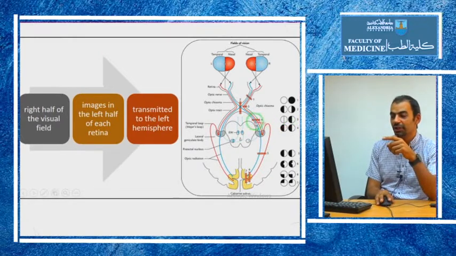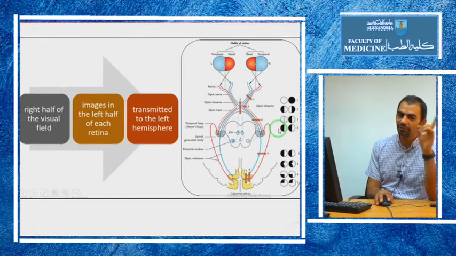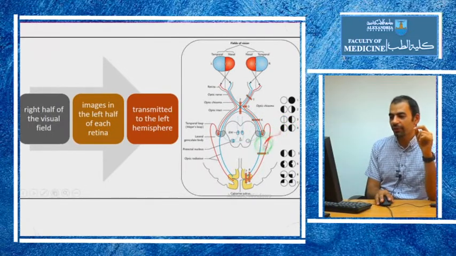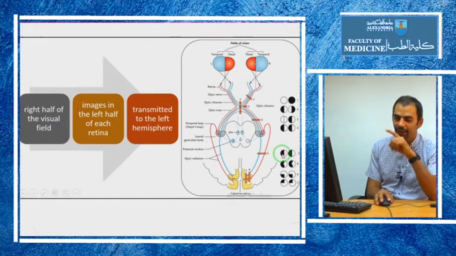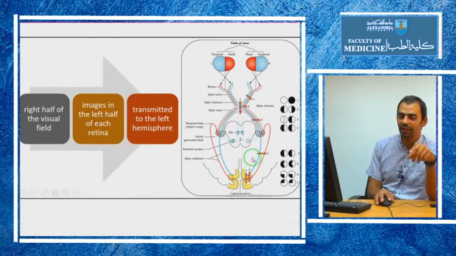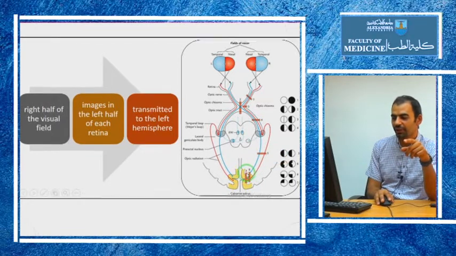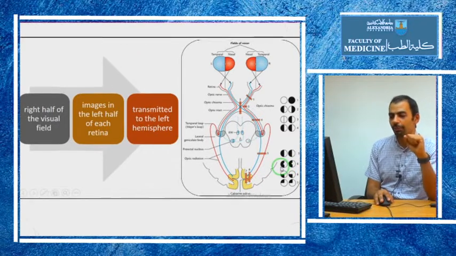So if the lesion is in the right optic tract, you'll find that the left part of the field is defective, whether it's in the optic tract or the optic radiation. A lesion in the right optic radiation will produce a left visual field defect. Lesions in the occipital cortex again will produce a contralateral visual field defect. So if the lesion is in the right occipital cortex, it will produce a contralateral, a left homonymous hemianopia.